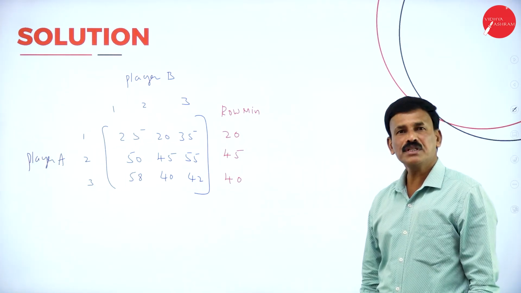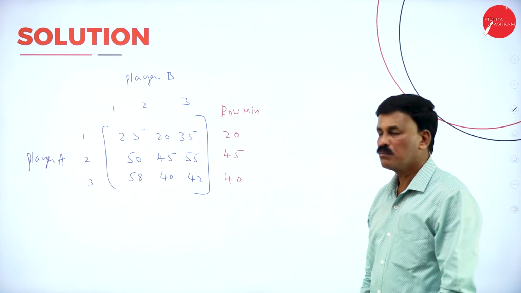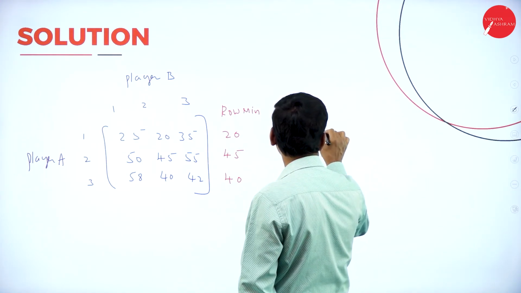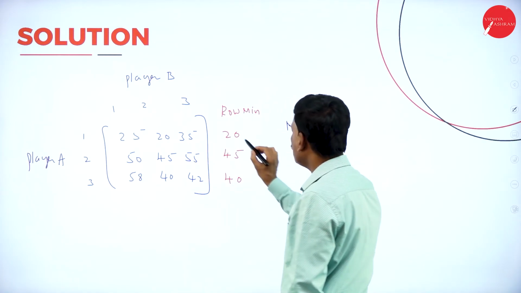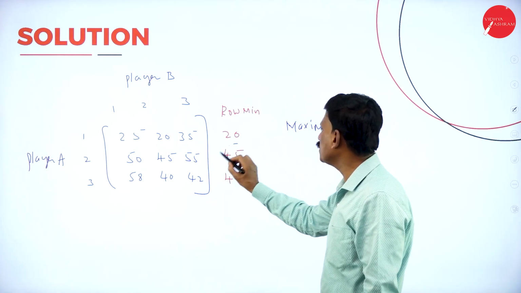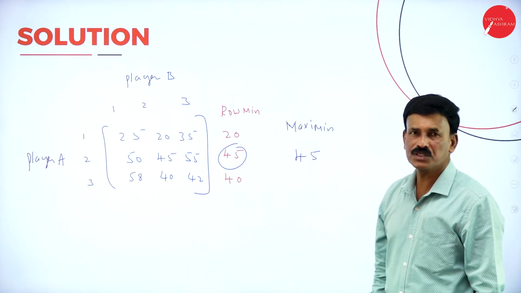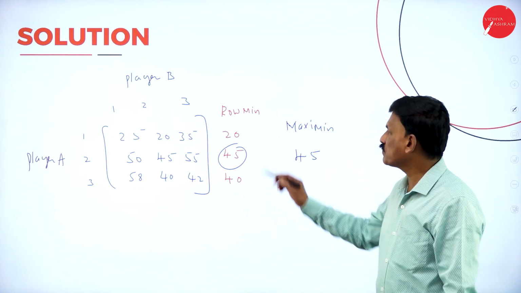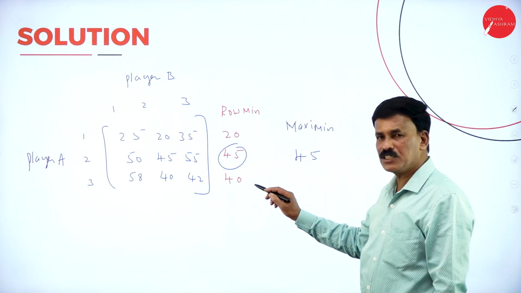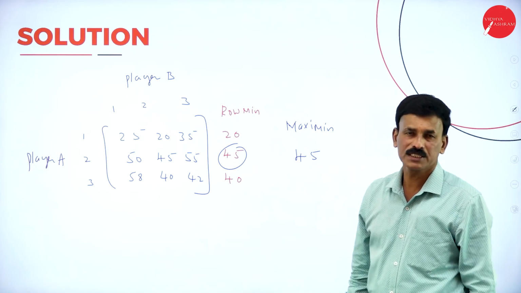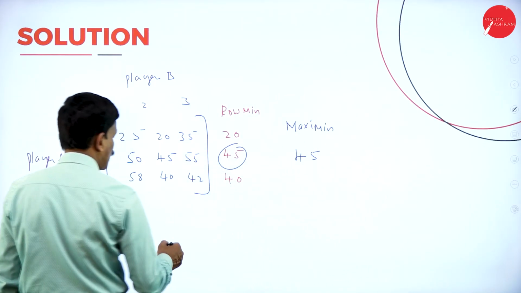Okay. Now, find out the maximum among these. Maximin, that is called maximin. That means the maximum among the row minimums. The maximum is 45. So, first find out the row minimum. After getting the row minimum, find out the maximum in these row minimums. It is 45. Now, let us come to the column maximum.